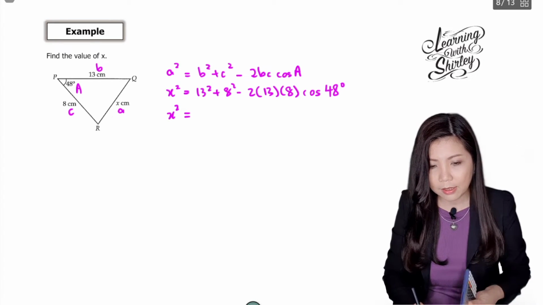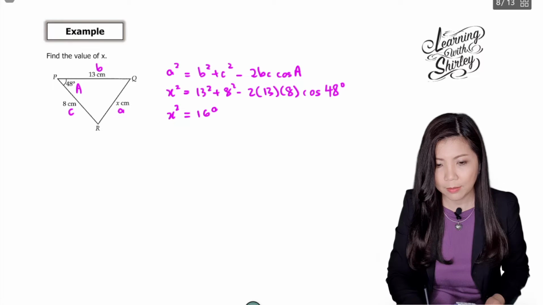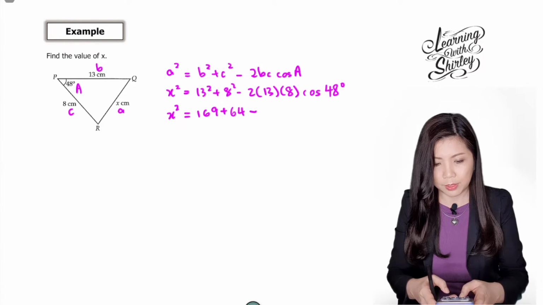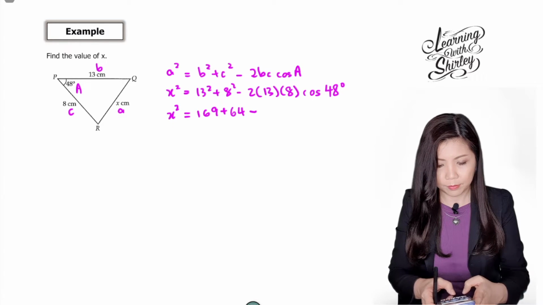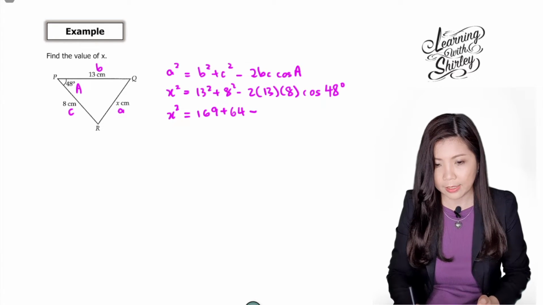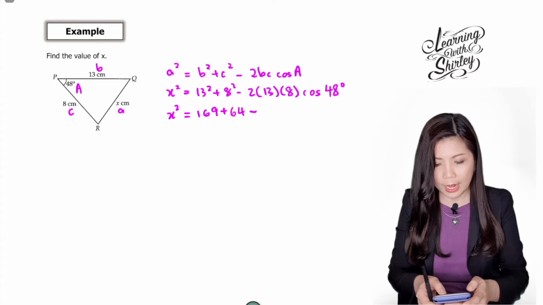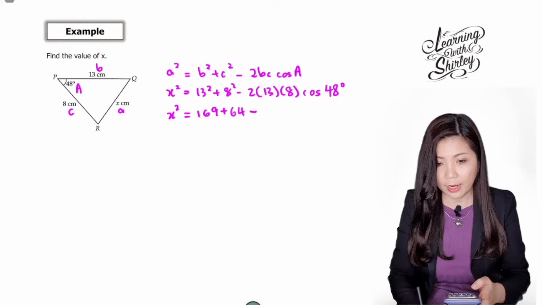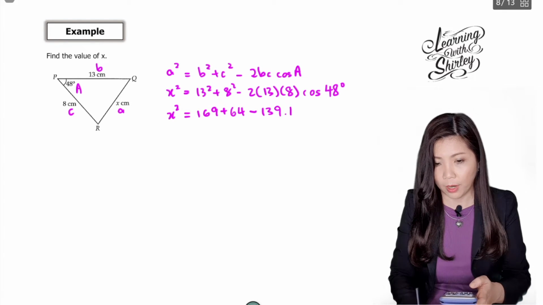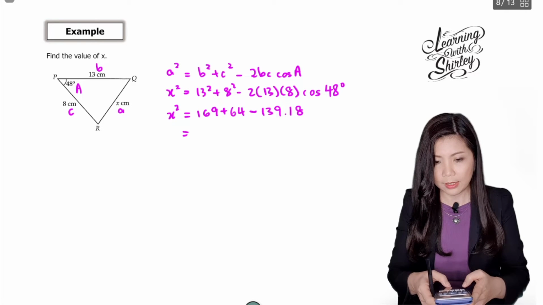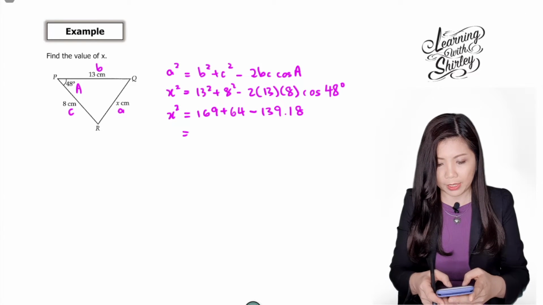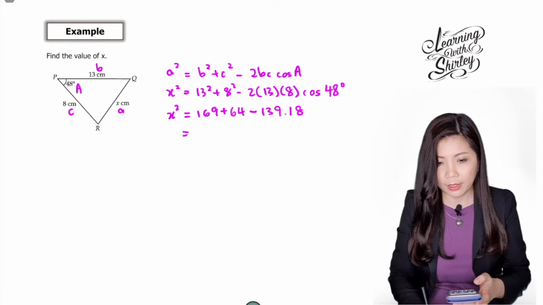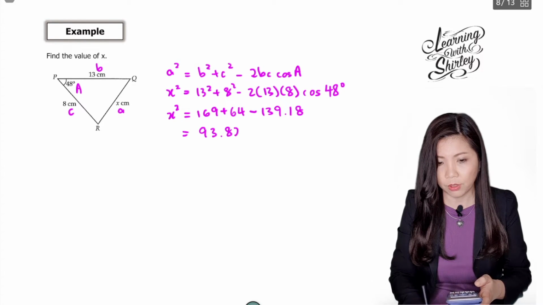So this is 169 plus 64 minus, 2 times 13 times 8 is 208. Then times cos 48 is 139.18. Okay, so let's calculate this. 169 plus 64 minus 139.18. So we'll get 93.82. So this is x squared.